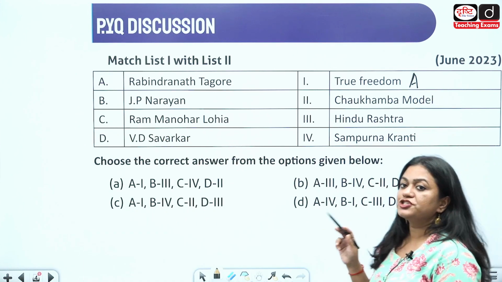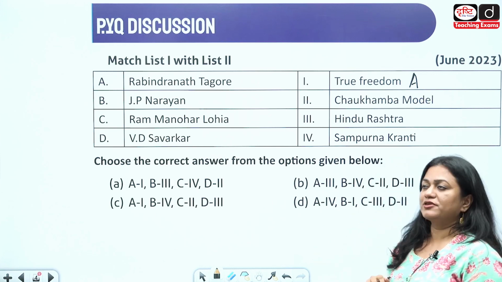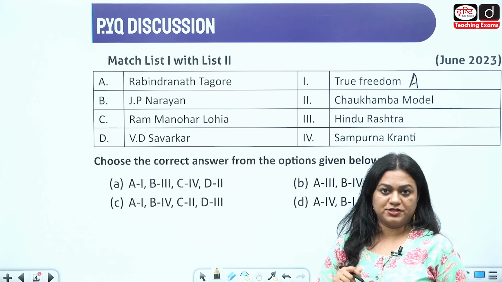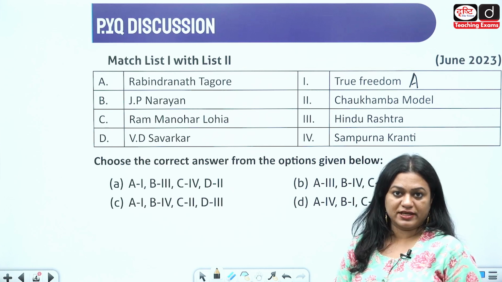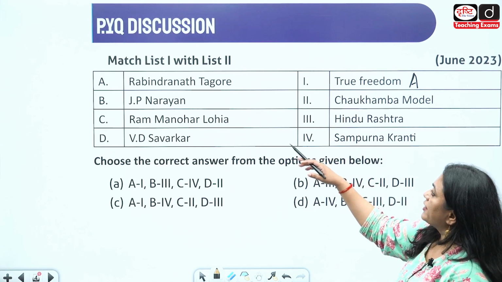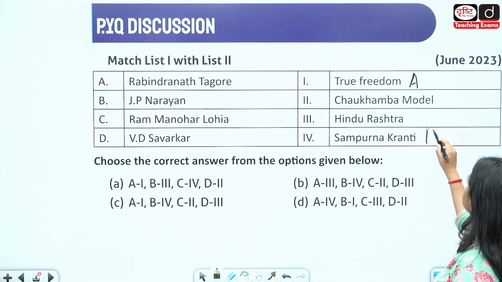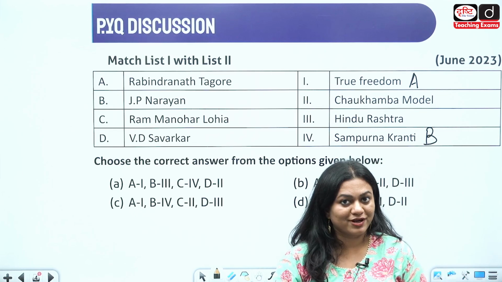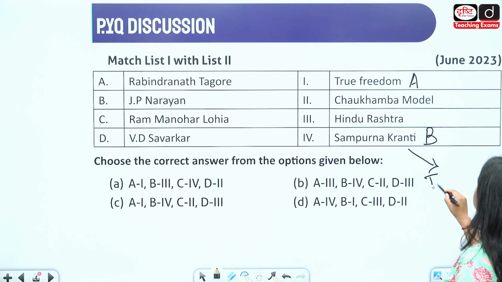Then we have Jayaprakash Narayan, a famous Gandhian from our country, who played a very important role during the emergency period as well. He raised his voice against the government. Jayaprakash Narayan is associated with Sampurna Kranti. Sampurna Kranti is also known as Total Revolution, and it was kick-started in Bihar.